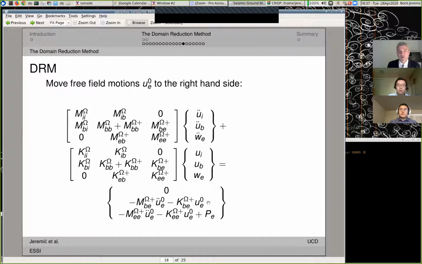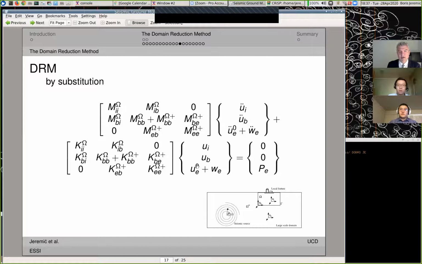Now what we can do, let's go back one slide. We can take these free field displacements, the ones that we can know somehow, we'll talk about it in a second, and multiply them with appropriate components of the matrix.